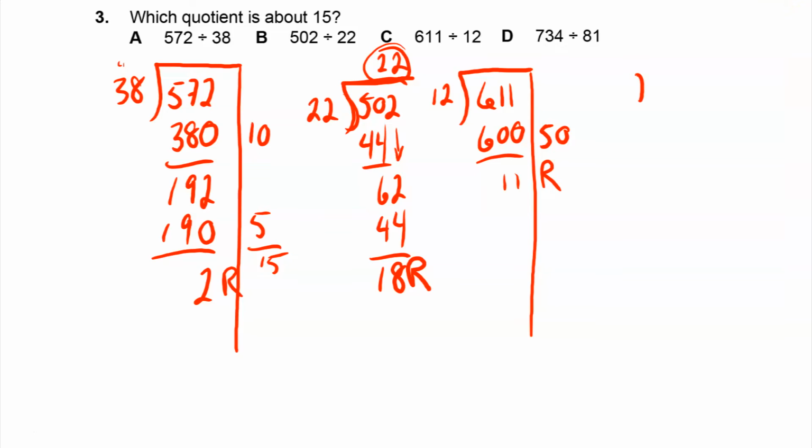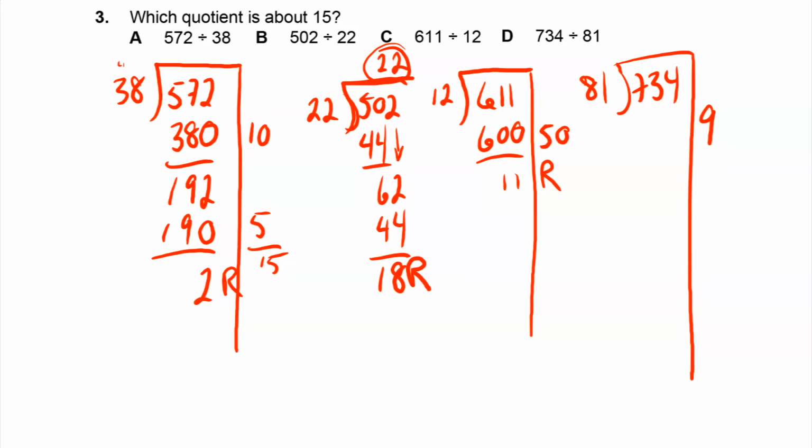And the final one, 734 divided by 81. Well, I know that 10's not going to do it because that would get me to 810, which is bigger than what I want to end up with. So what if I go with 9? Well, none of these numbers are going to be super easy. So if I say 9 times 81, 9 times 1 is 9, 9 times 8 is 72. 729 from 734 is 5 remainder. So the only one that has a quotient of about 15 was A.